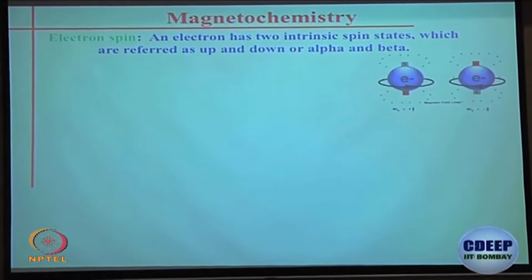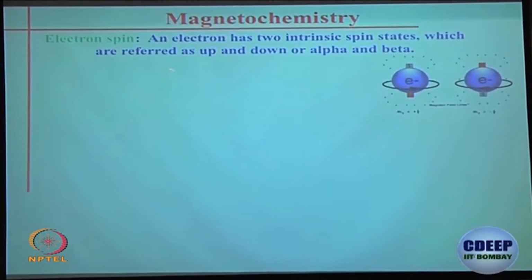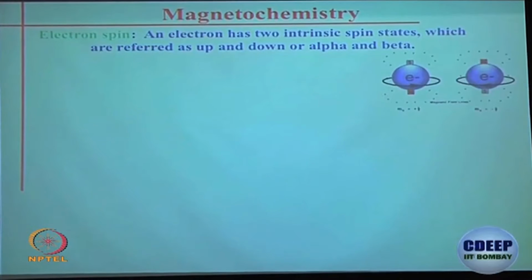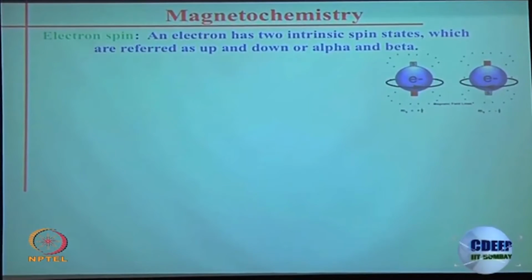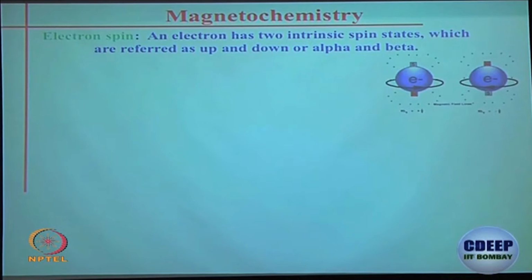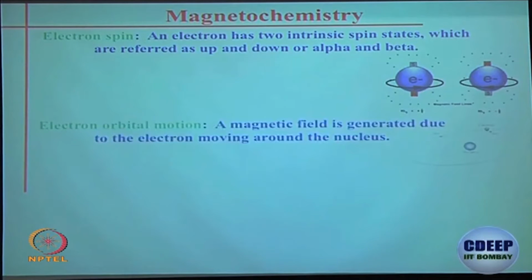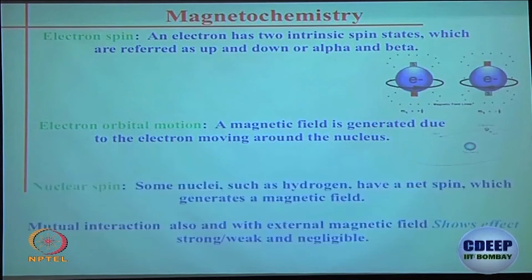magnetochemistry, if you are to discuss, you have to understand electron spin. See, this is a little bit of physics in there. I will try to skip it because you have studied it already. We will show you the equations. So an electron has two intrinsic spin states, which are referred to as up and down, or alpha and beta spin. Electron orbital motion is nothing but what you see in the universe. The center is the nucleus and the electron is spinning. Okay.